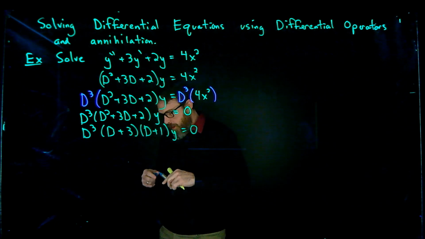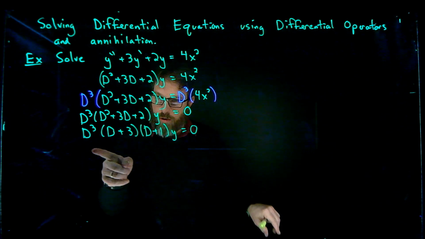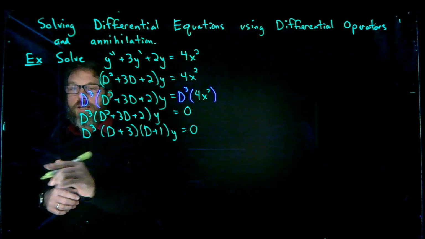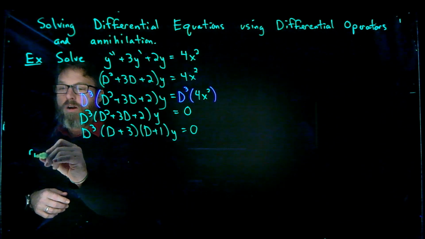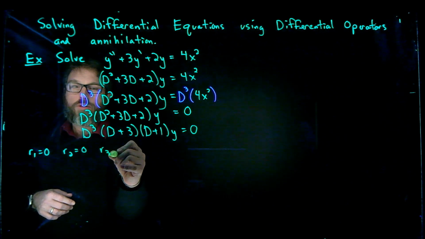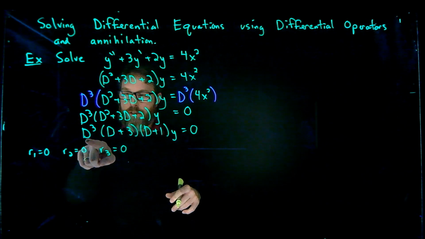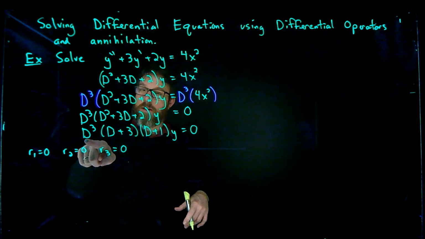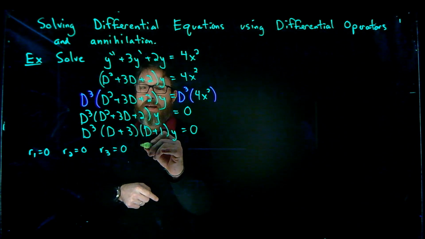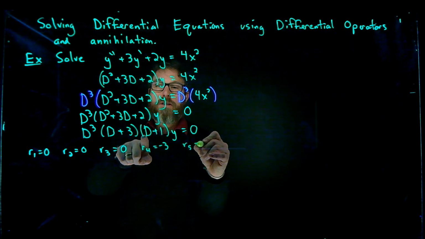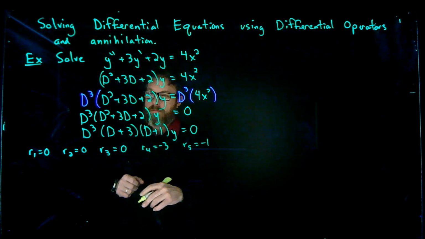Now, very similar to the characteristic equation, the zeros of these are going to be related to your solutions. So let's say the zeros would be: r1 would be equal to 0, r2 would also be equal to 0, and r3 would also be equal to 0, because that's what makes this thing 0. So I have repeated roots of 0, three of them. And then what makes this 0 is going to be negative 2, so r4 is going to be negative 2. And then our r5 is going to be equal to negative 1.